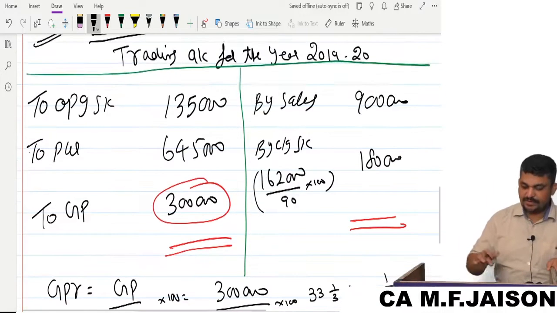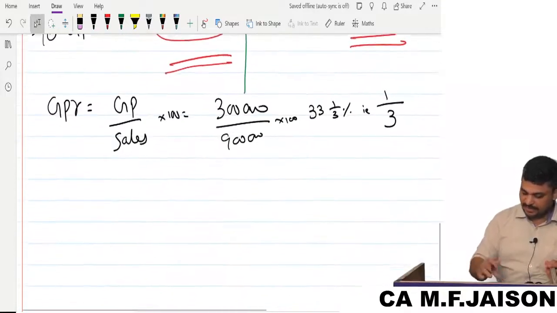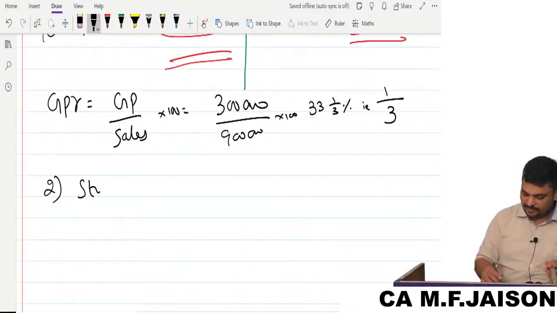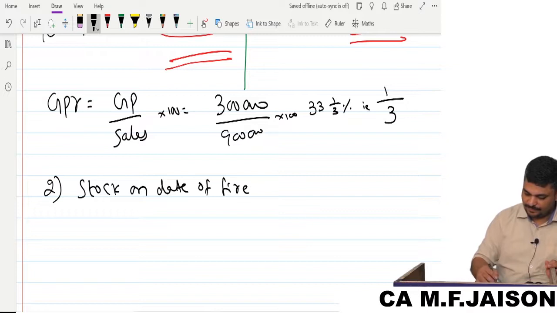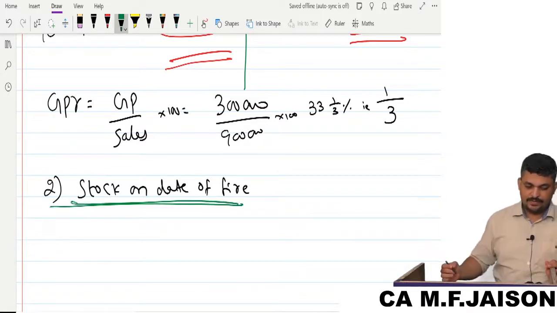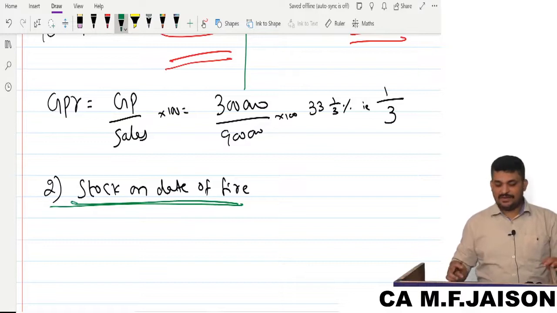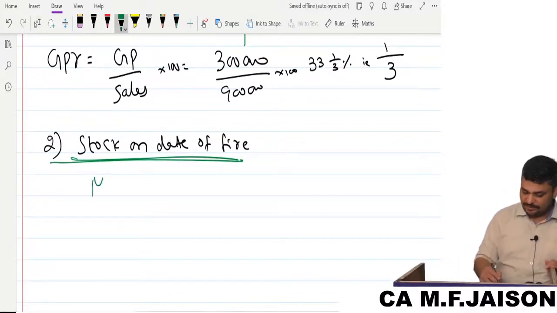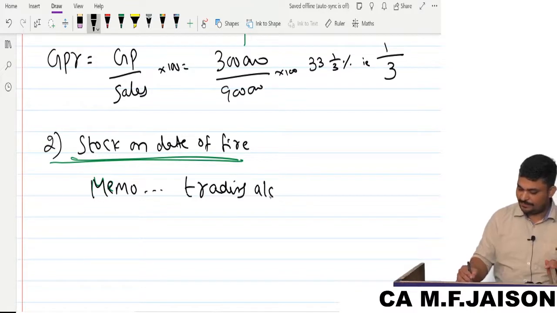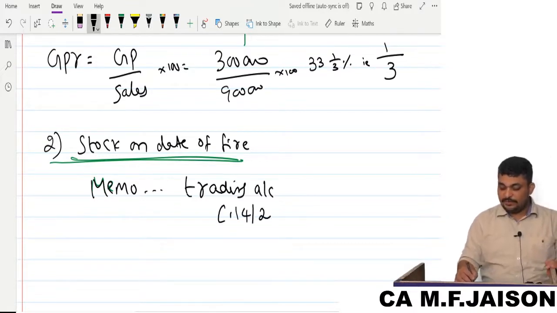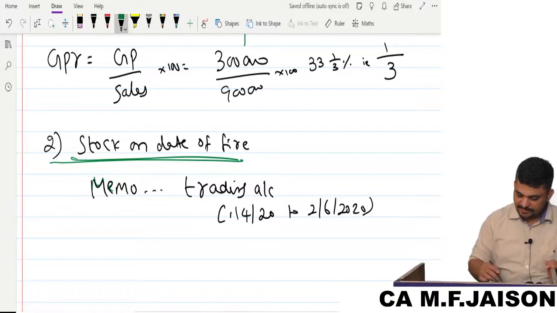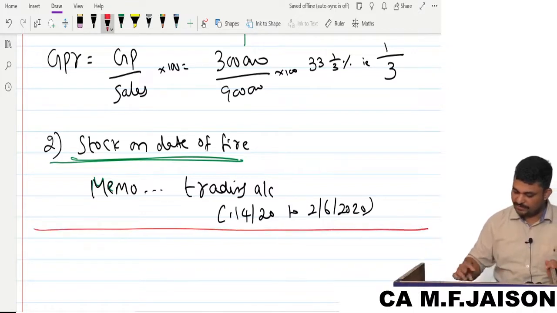Now proceeding further, we have computed gross profit ratio. Proceeding for step 2 to find out stock on date of fire. Stock on date of fire by preparing memorandum trading account. So we prepare memorandum trading account. It's 1/4/2020 to 2nd June 2020. This is the period for which we prepare memorandum trading account.